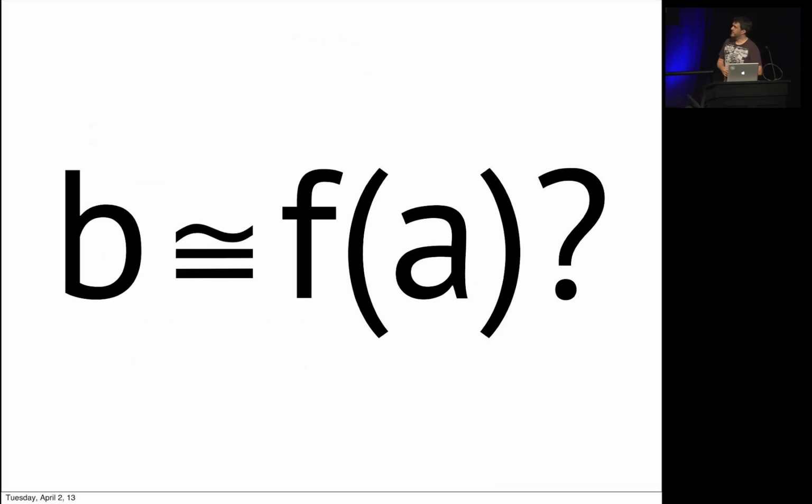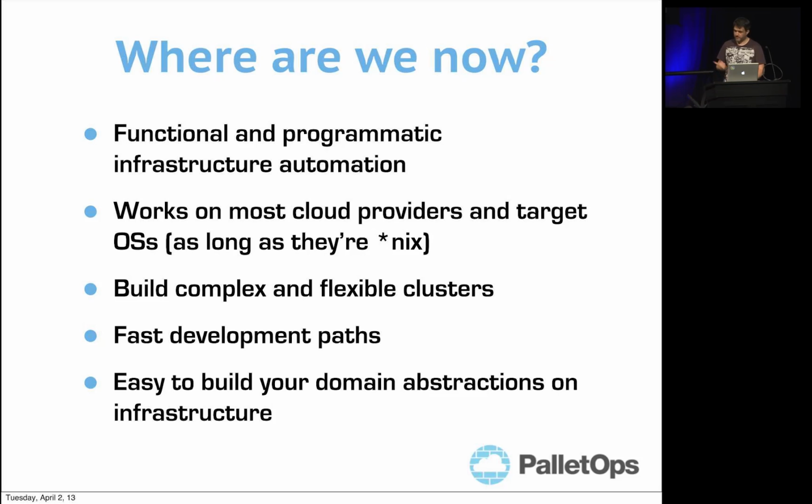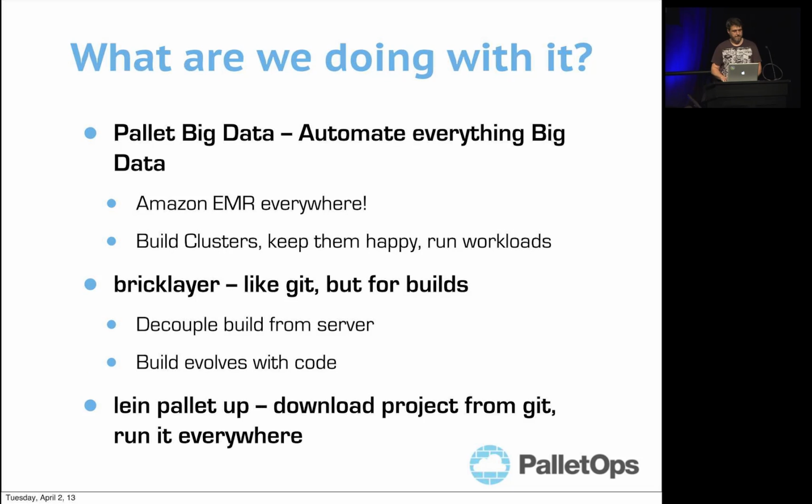So have we achieved this? To some extent. I mean, it's not perfect. You still have state to deal with, but we're getting there. We have this functional infrastructure that works pretty much on every OS and every cloud. People are building complex infrastructure with it today. We're providing fast development paths, like the explain plan that I showed, and it's easy to build abstractions on top of it.